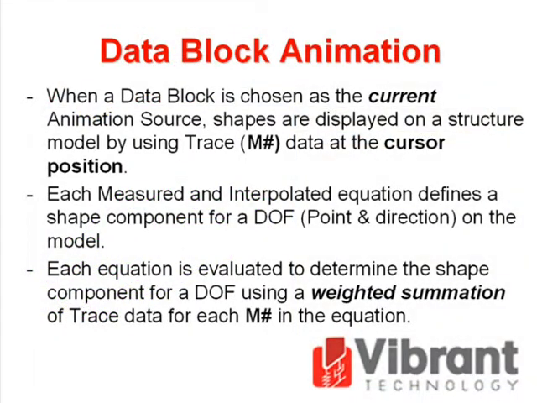When a data block is chosen as the current animation source, shapes are displayed on a structure model by using trace data at the cursor position. Each measured and interpolated equation defines a shape component for a DOF on the model. Each equation is evaluated to determine the shape component for a DOF using a weighted summation of trace data for each measurement number in the equation.